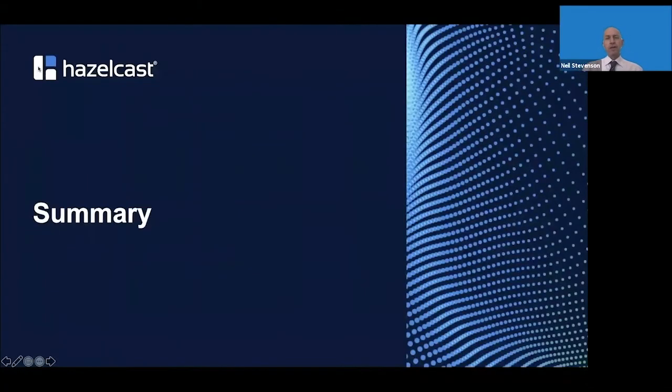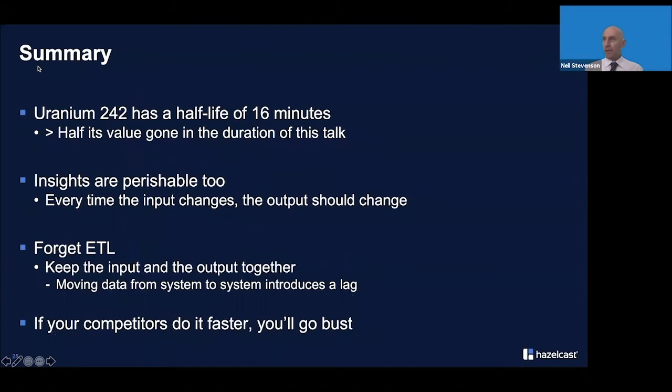Just to close off with the summary. So back to atomic physics. Uranium-242 has a half-life of 16 minutes. I've been talking for more than 16 minutes. So if we had any uranium-242, which would probably be a bad idea, we've lost half of it. It's degraded already. And that's what I mean by half-life.